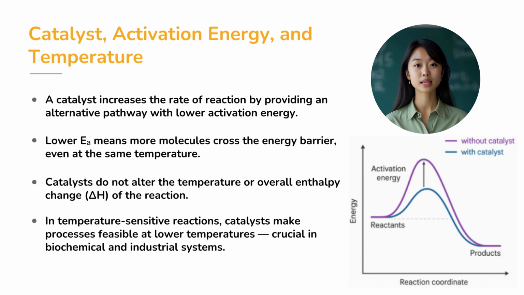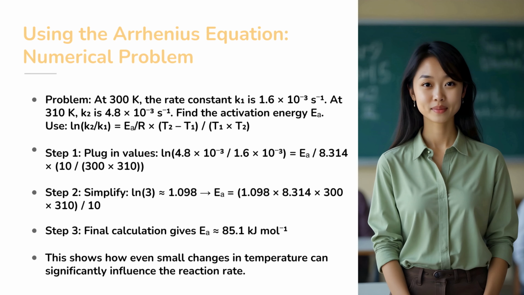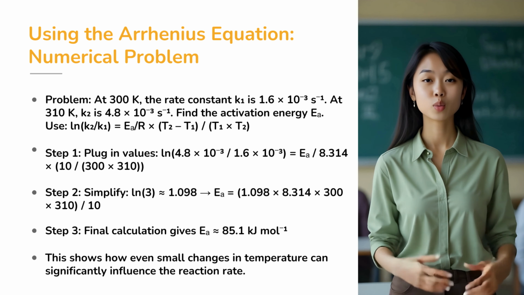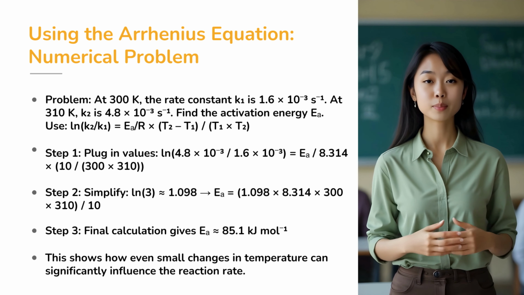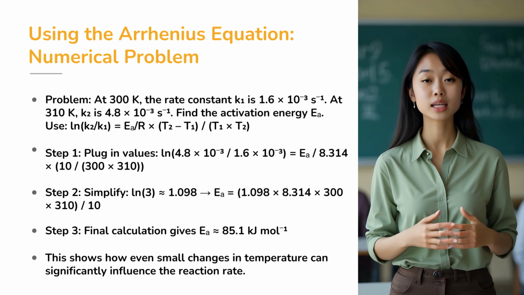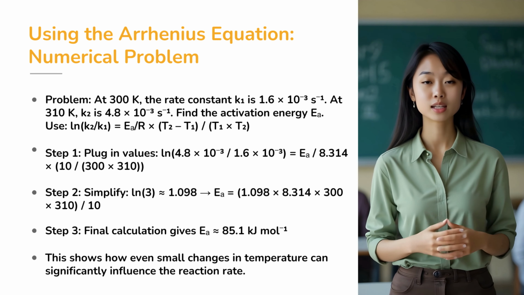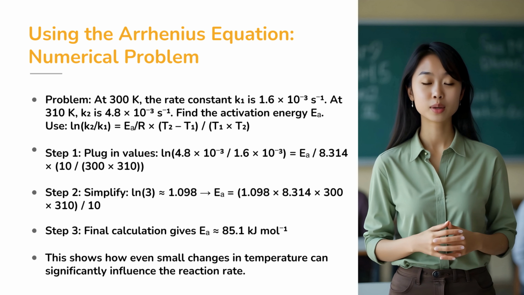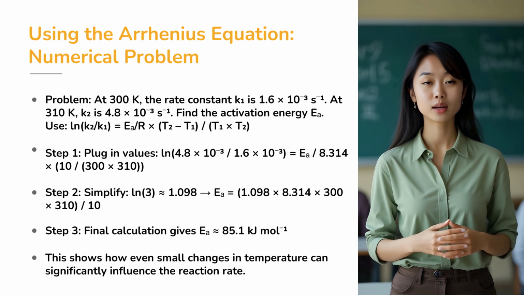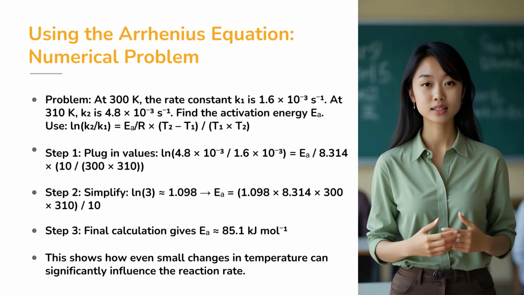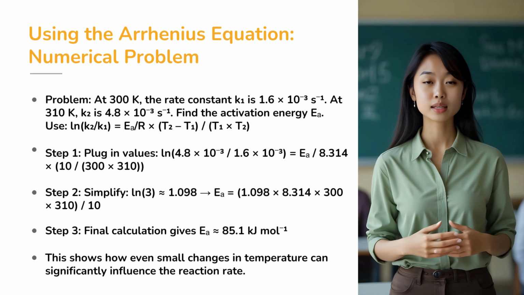And no, they don't change the overall enthalpy or delta H of the reaction, just the energy hill that needs to be climbed. Let's apply what we've learned with a quick numerical. Suppose the rate constant K1 at 300 Kelvin is 1.6 times 10 to the power minus 3 per second, and K2 at 310 Kelvin is 4.8 times 10 to the power minus 3.